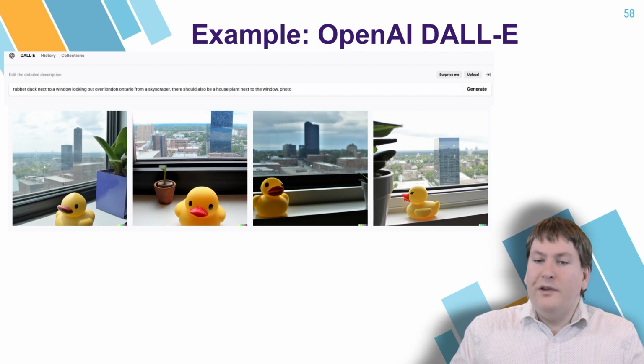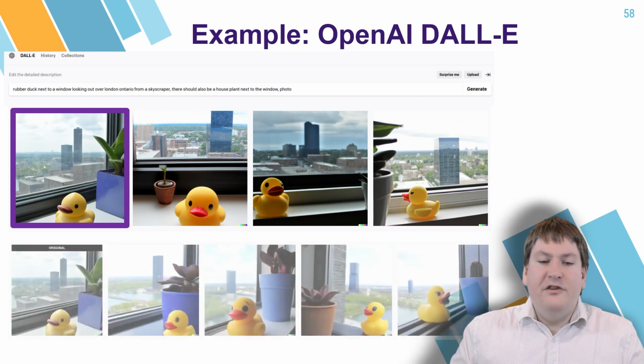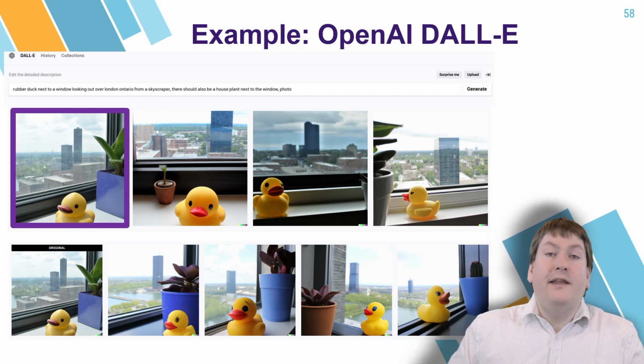What's even interesting is you can then select one of these outputs and have it generate different variations on that image. So if I selected the first one here and asked it to generate some variations, we'd get even more different options, different angles, things like that, all created from scratch by the artificial intelligence.